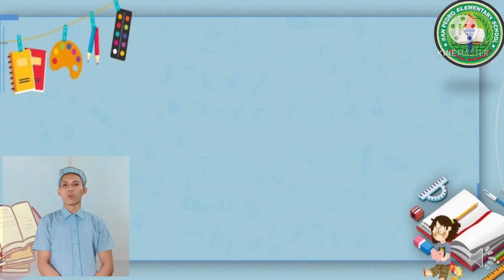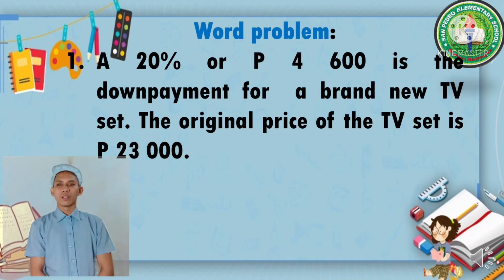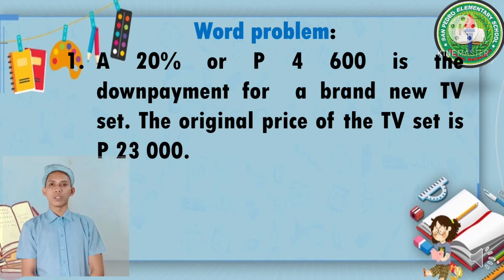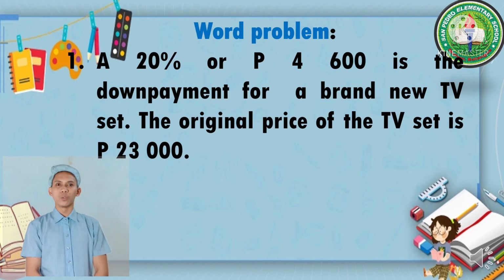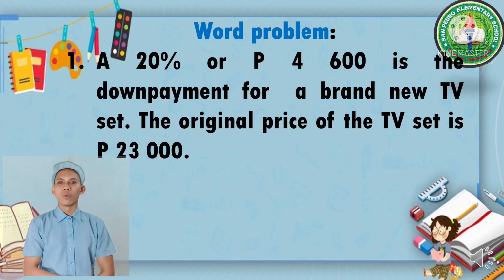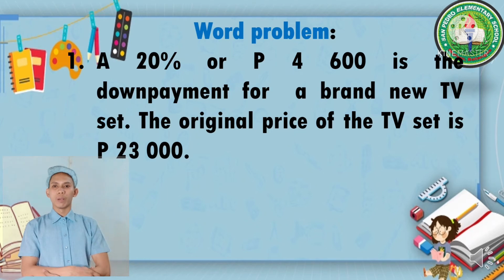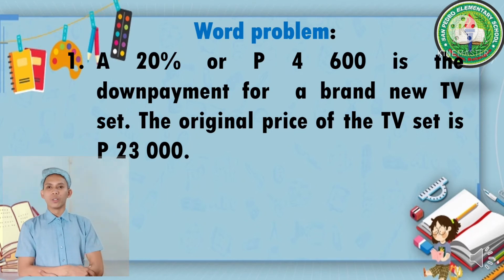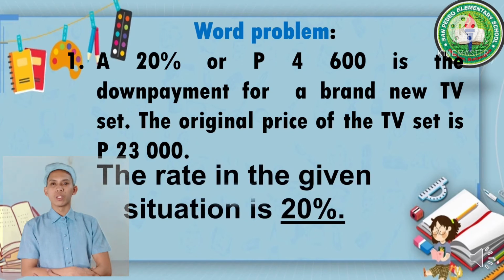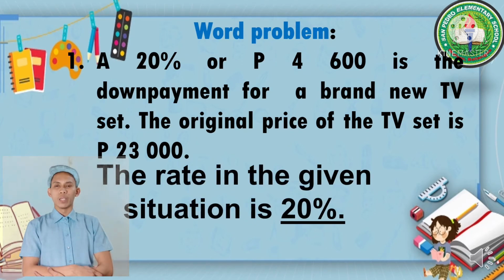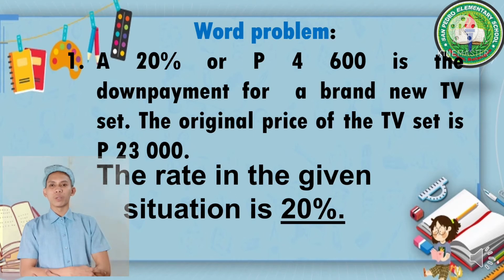Let's have an example. Word problem example. Number 1. A 20% or 4,600 is the down payment for a brand new TV set. The original price of the TV set is 23,000. The question is, what will be the rate in our given problem? Okay, very good. The rate in the given situation is 20%. Why? Because in the given situation, kitang-kita naman na yung ating percent sign is nasa 20.